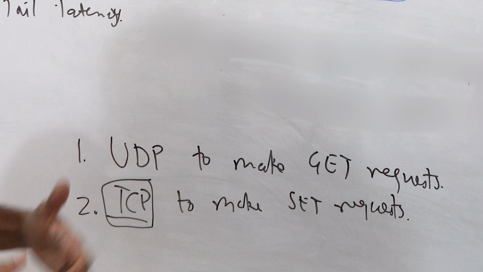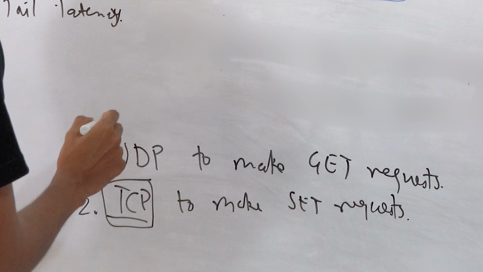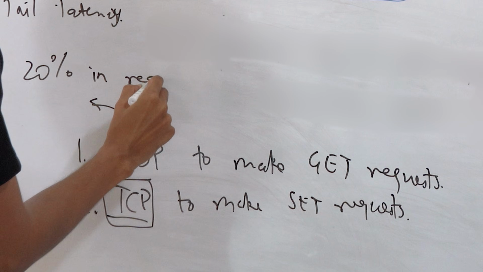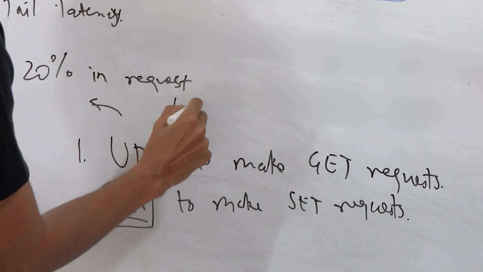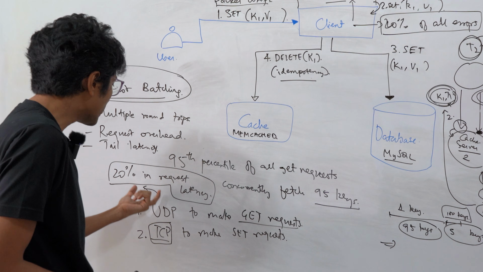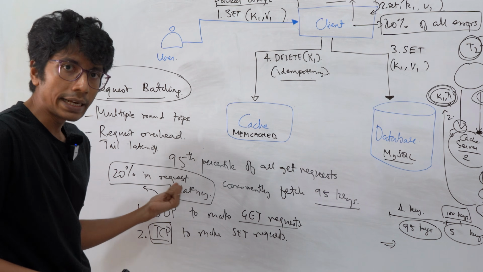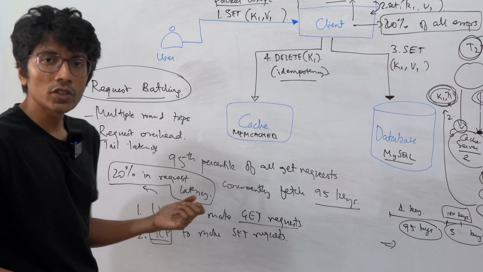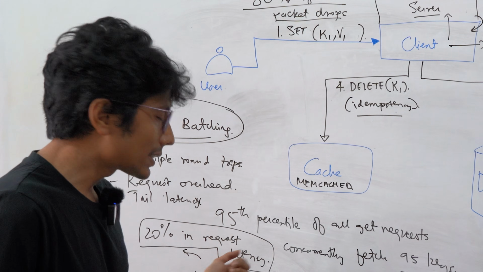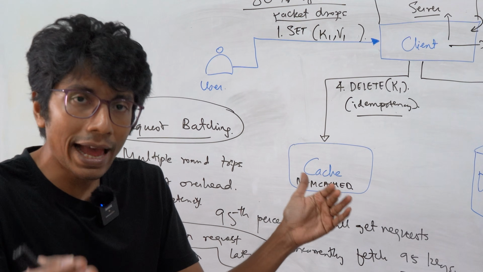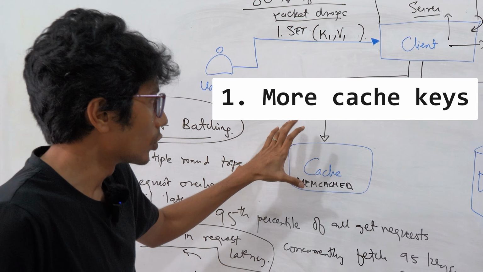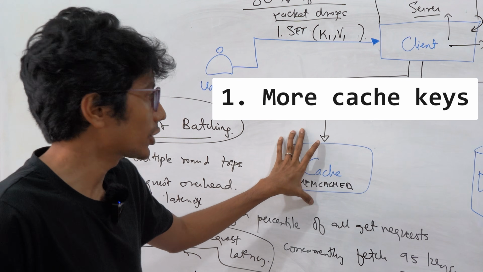In the case of Facebook, this is a worthwhile trade-off because they save 20% in request latency for GET requests. Now, what's powering this 20% reduction in latency? Mark Zuckerberg mentions that you don't need to create connections in UDP. So that saves on memory. You can basically have more keys in the same cache server as compared to earlier. So the hit rate is higher in the cache.